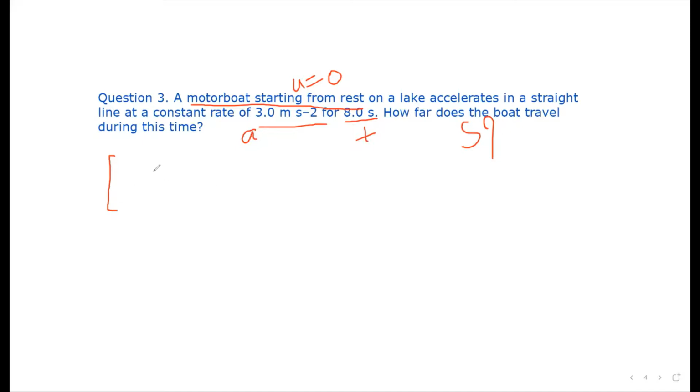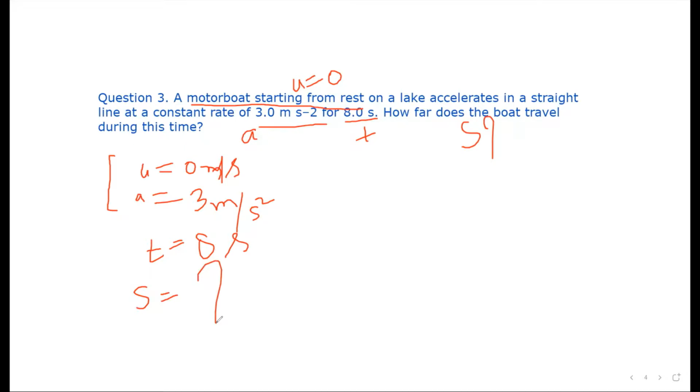Now again, should I write first? Okay, I will write for you. That is u equals 0. Write the units as well, meter per second. Then we have acceleration, which is 3 meter per second square. And time is 8 seconds. So what do we have to find? We have to find S. Again, which equation? v we don't have. Which equation?